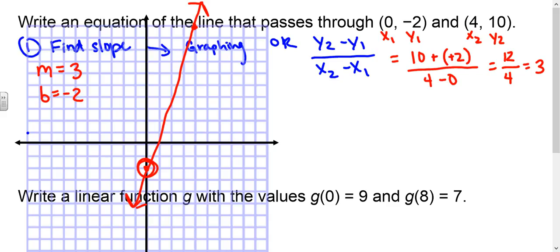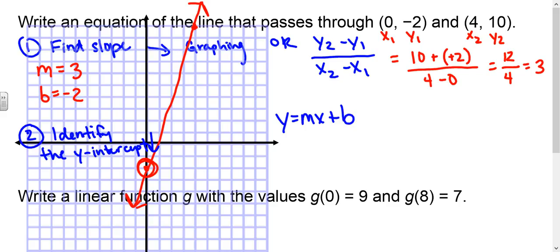So for part 2 of how to write our equation, we're going to identify the y-intercept. Now we already found it. It's right here, if you graphed it. But if you don't graph it, remember your equation has to look like y equals mx plus b. Well, I have all of that information. I have an x-coordinate and a y-coordinate, and I have the slope, and I just need to find b.